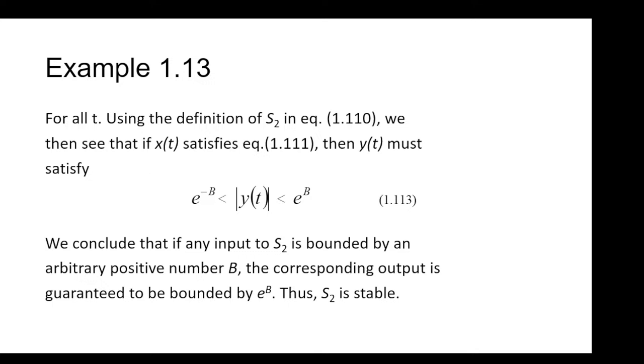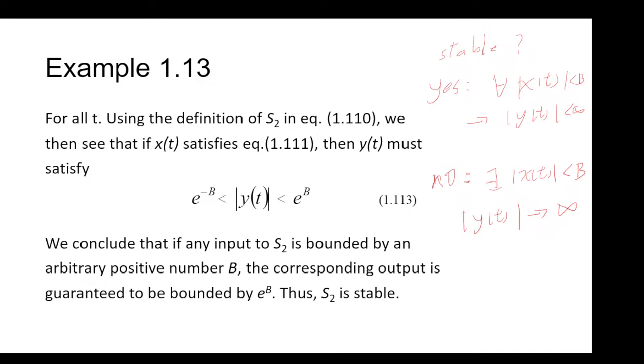So if you want to say stable or not stable, then for yes, you need to show that for x of t bounded, y of t is less than infinity. And for a no, you need to show an example: exactly an x of t bounded, and y of t goes to infinity. Okay, so that's for stability. Okay, any question?